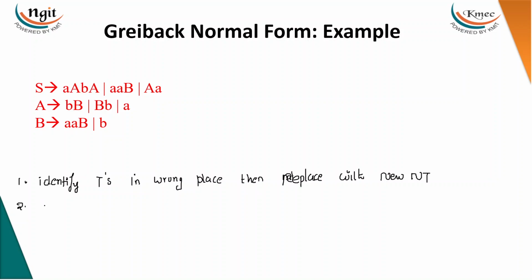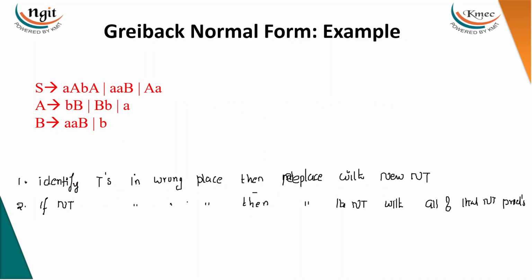Second, if a non-terminal is in the wrong place, then replace that non-terminal with all of its productions. That's it. Two simple rules to convert into Greibach normal form. I could have written this beforehand while preparing, but you get more impact while writing it live.